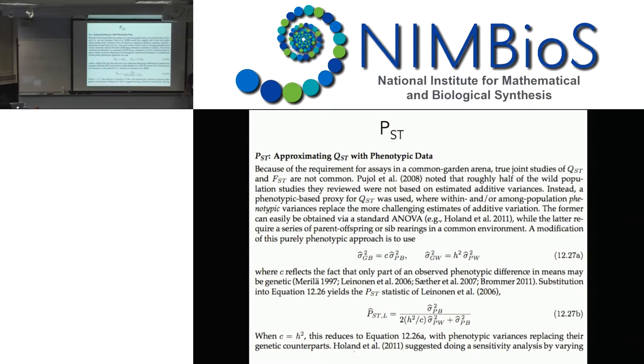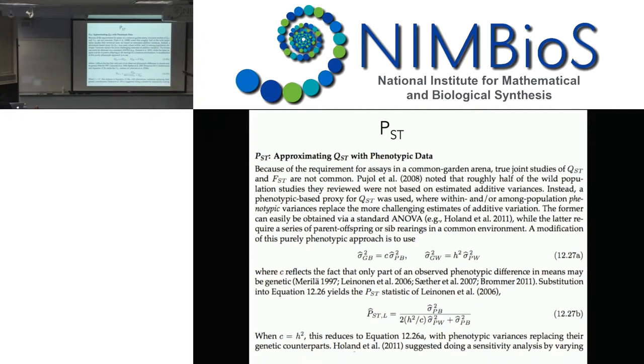So most of the estimates you see in the literature of so-called QST, quantitative genetic variation, are really PST. One or both components is not estimated in a mating design, but rather is estimated by looking at phenotypes. That causes all sorts of complications. You should always report such estimates as PST, not QST.